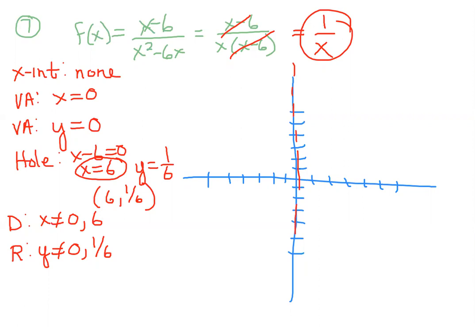This is the parent function of the reciprocal, 1 over x, what we did yesterday. So there's our asymptotes. Our hole is at 6, 1/6. 1, 2, 3, 4, 5, 6. So it's right like that. So it looks something like that and like that. And that is our answer to number 7.